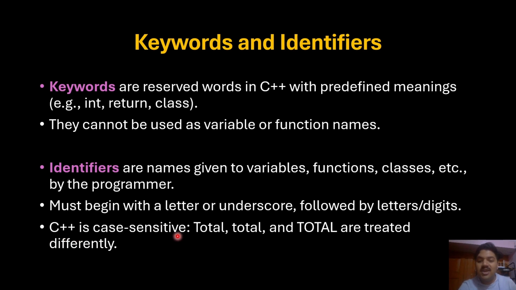C++ is a case-sensitive language. So Total, total, and TOTAL are treated differently. You can see here T is capital but the rest is small. In this one the whole is small and in this one the whole is capital. So these three are totally different.